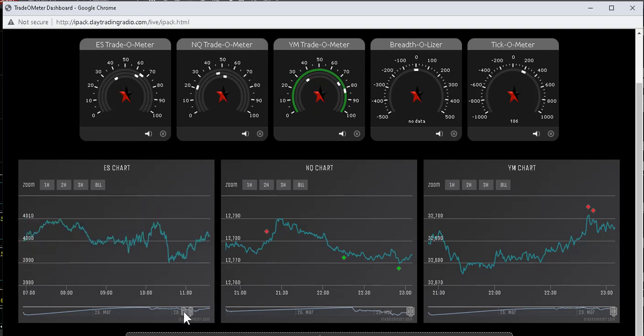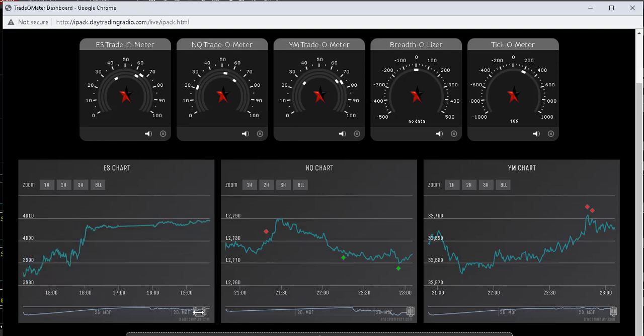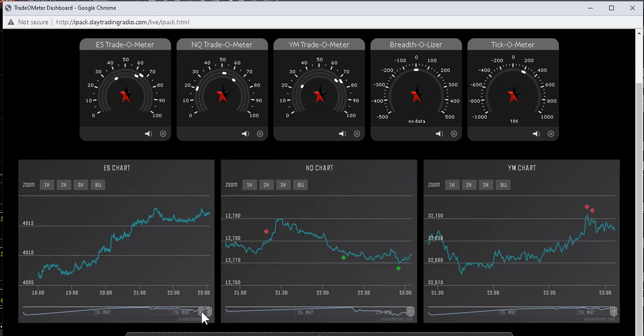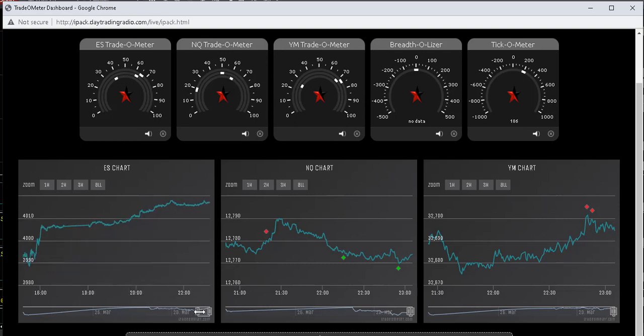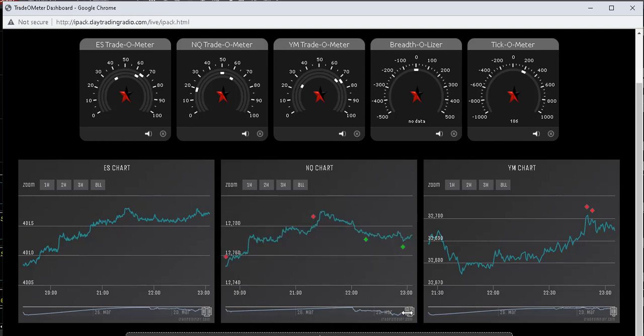Oh, let me see. That's the end of the day. Actually, the market's up 15 right now. I don't see this here. I'm going to have to restart that here. There you go. You just have to zoom out, and you'll see these.